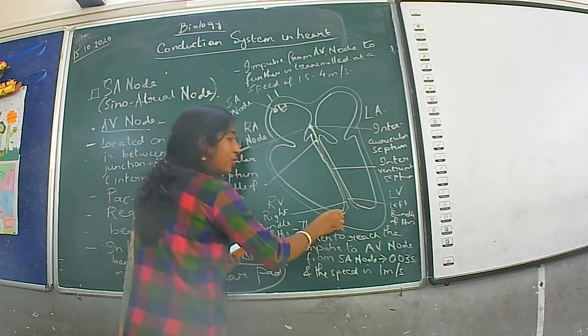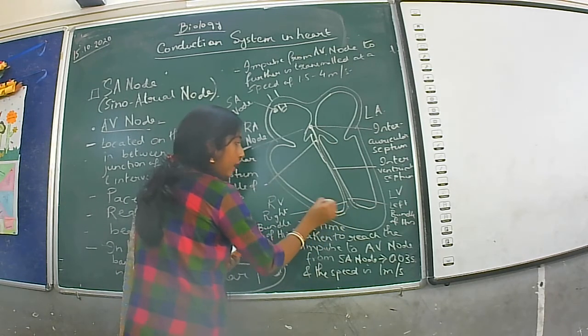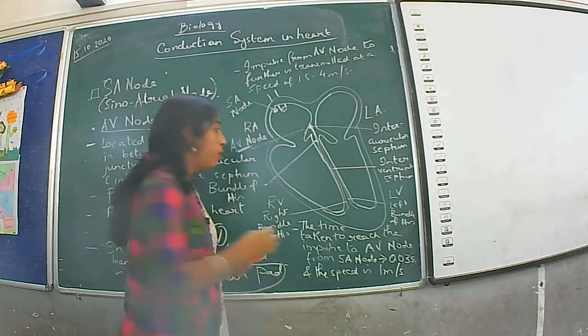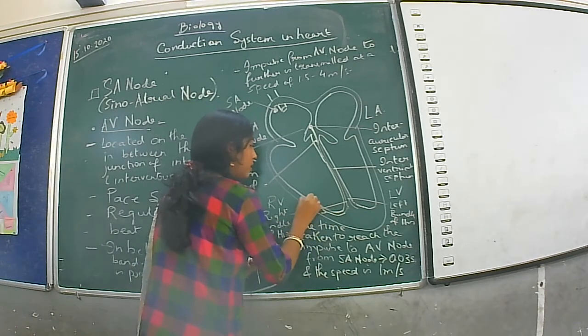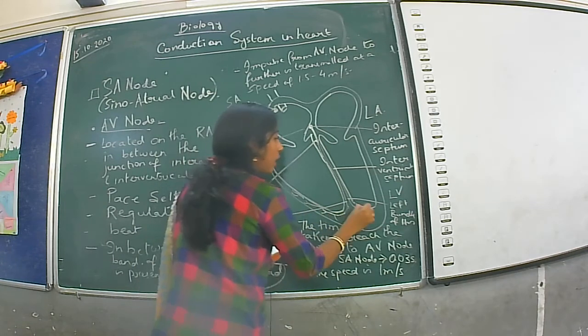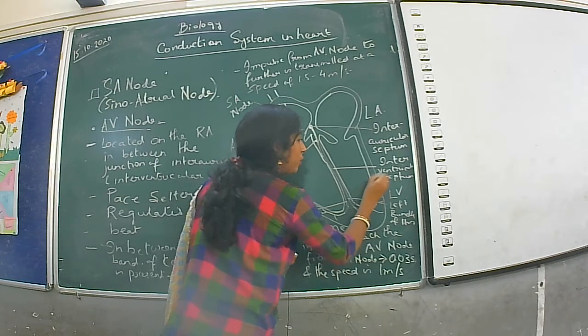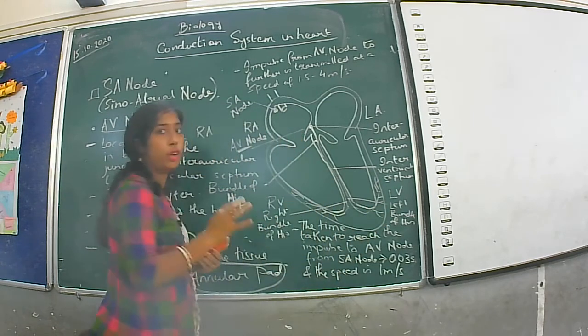The further branches can be seen, and these divide into fine fibers. Okay, fine fibers like this. And this is how the transmission of impulse occurs throughout the wall of the heart.